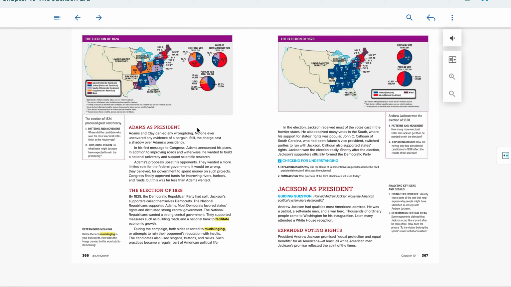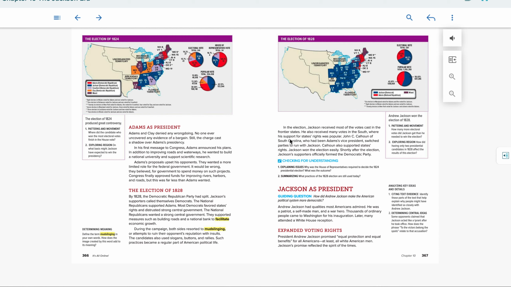During the campaign, both sides resorted to mudslinging, or attempts to ruin their opponent's reputation with insults. The candidates also used slogans, buttons, and rallies. Such practices became a regular part of the American political life. In the election, Jackson received most of the votes cast in the frontier states. He also received many votes in the South, where his support for states' rights was popular.